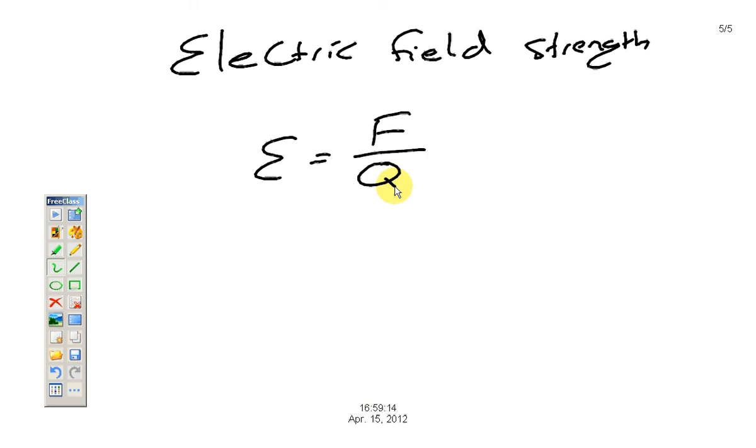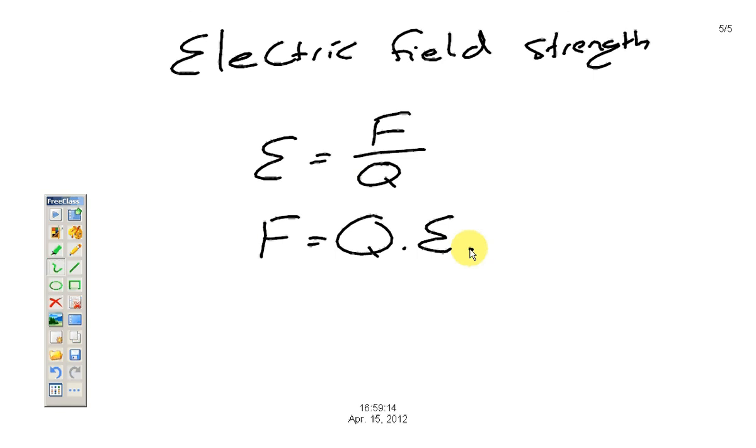We can rewrite this equation by making force our subject, so F is equal to Q times E. Alright, so that's a very basic one. Force is measured in newtons, Q, charge, is measured in coulombs, and electric field strength is in newtons per coulomb. We also know that the pattern for the field around a point charge shows that the field strength of that point charge decreases as the distance from the charge increases.